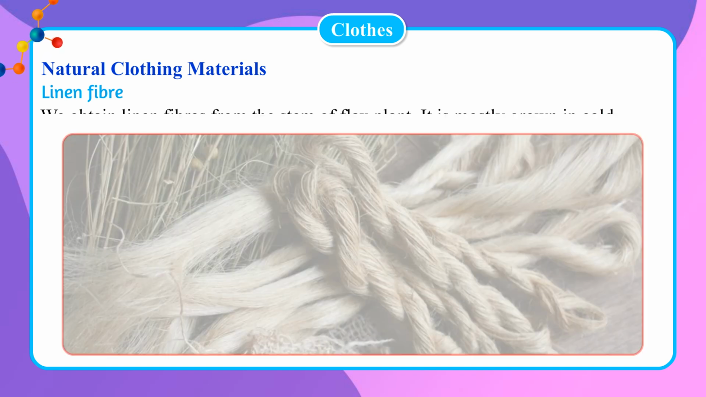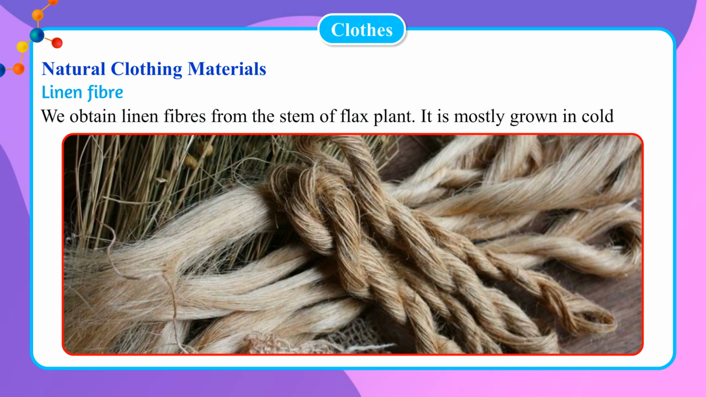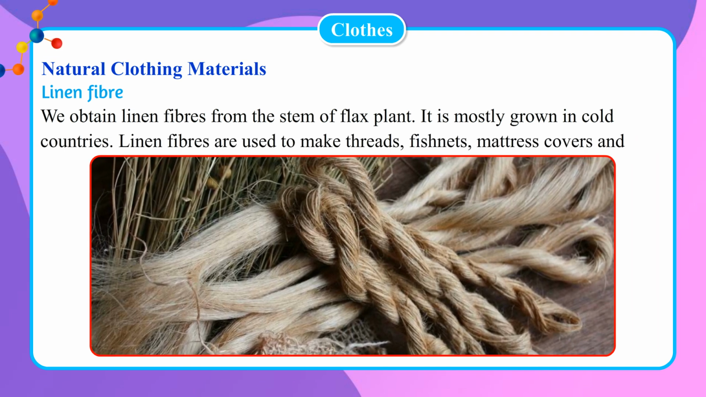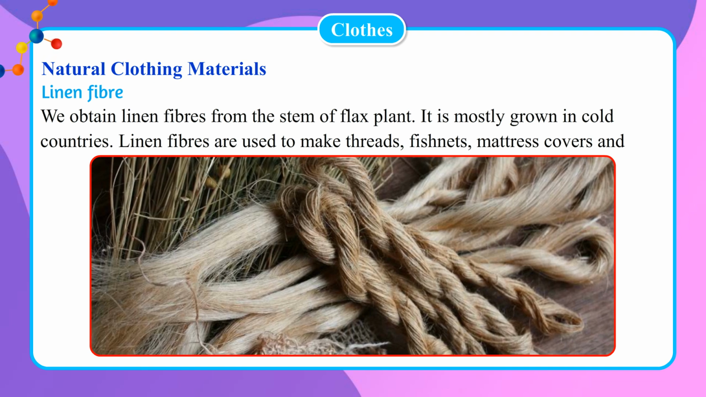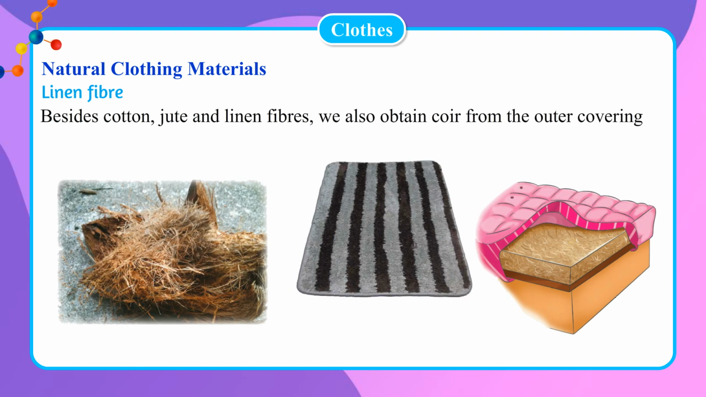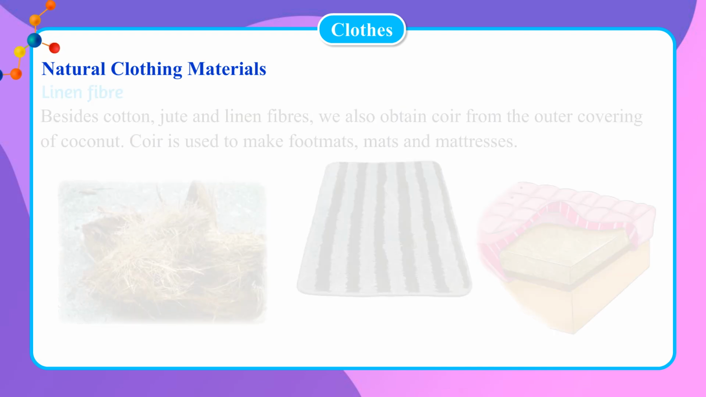Linen fiber. We obtain linen fibers from the stem of flax plant. It is mostly grown in cold countries. Linen fibers are used to make threads, fishnets, mattress covers and napkins. Besides cotton, jute and linen fibers, we also obtain coir from the outer covering of coconut. Coir is used to make foot mats, mats and mattresses.